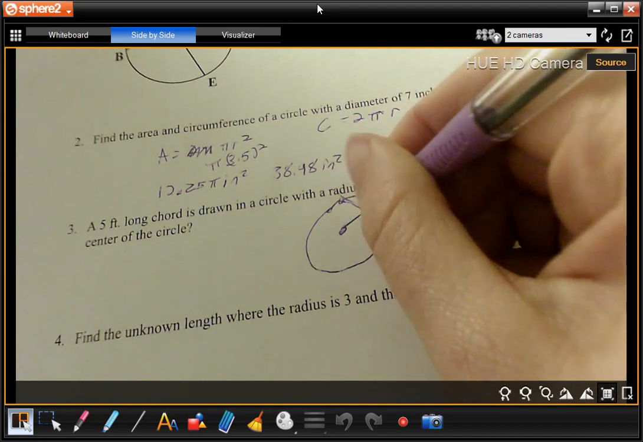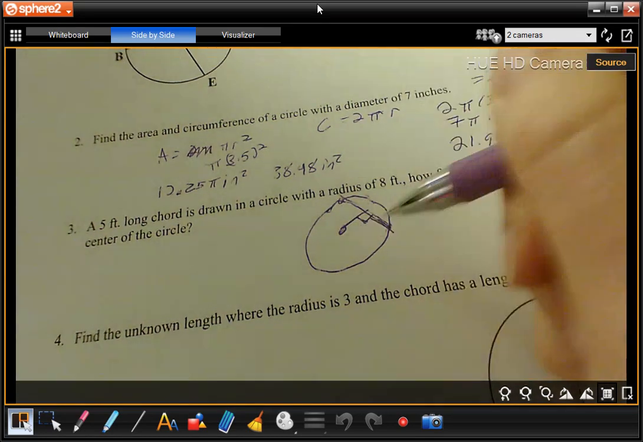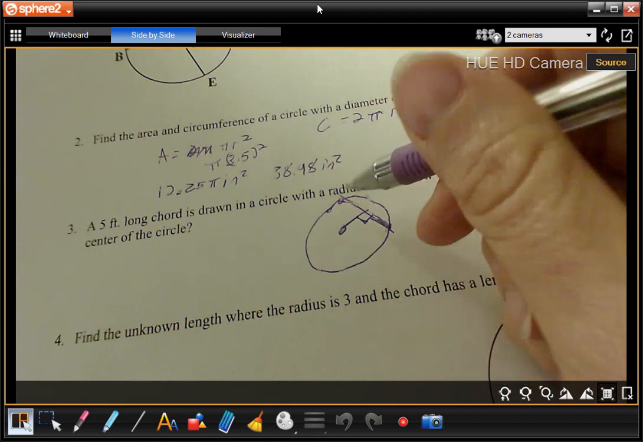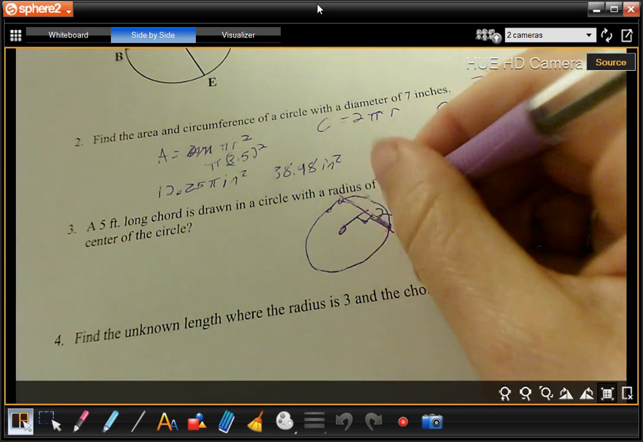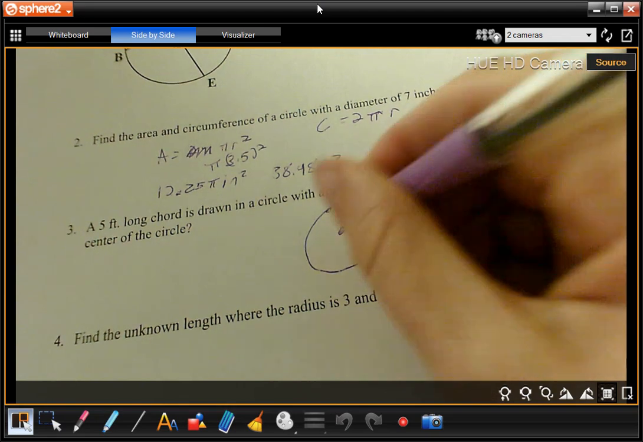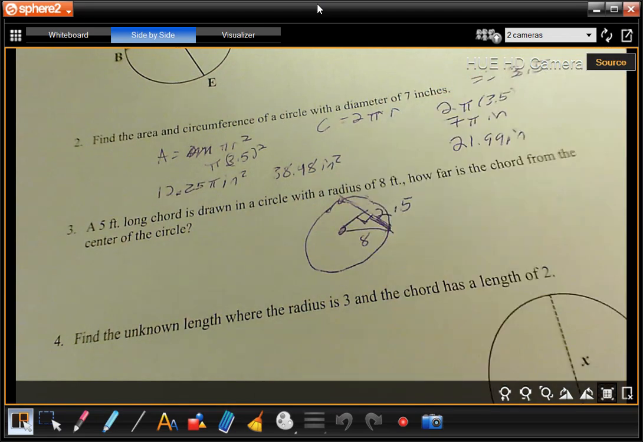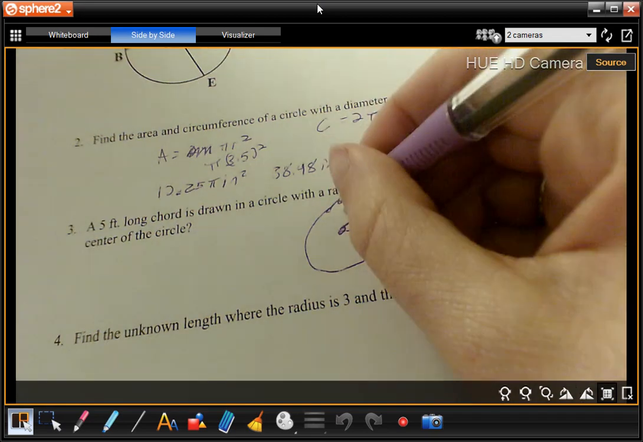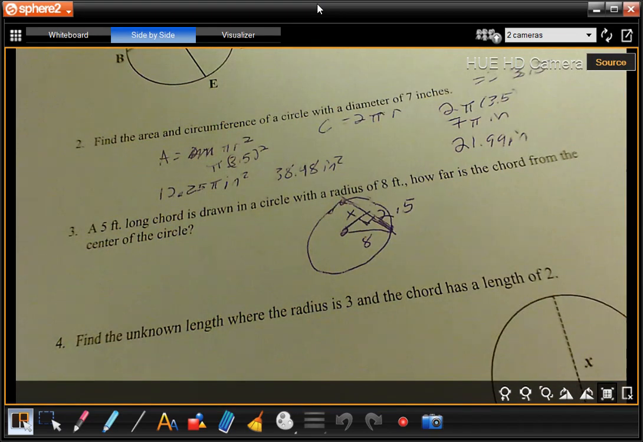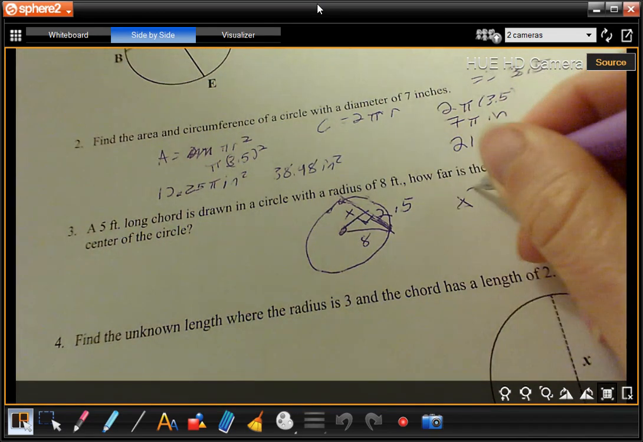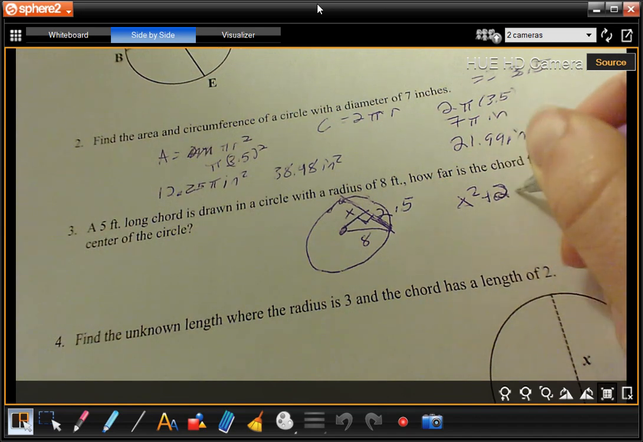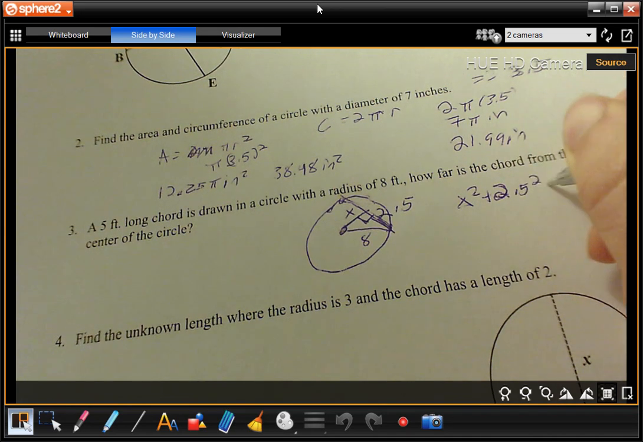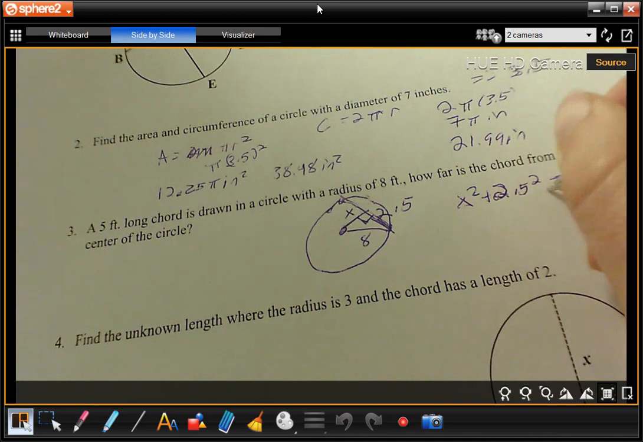We know that these meet at 90 degrees. First of all, when a line goes through at 90 degrees with a chord, it cuts it in half. So this is 2.5 on this side. This is 8. We have a right triangle here, and so we're going to make this x, the distance between the center and the chord. And we go x squared plus 2.5 squared equals 8 squared.